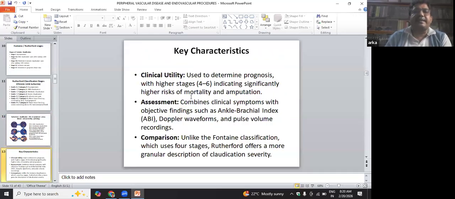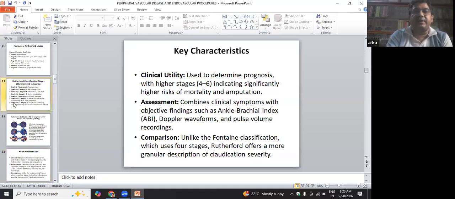So what are the key characteristics of this Rutherford staging? You should know. Clinical utility: it is used to determine prognosis, with higher stages, that is 4 to 6, indicating significantly higher risks of mortality and amputation. Assessment combines clinical symptoms with objective findings such as ABPI, which I have already told, Doppler waveforms, and pulse volume recording. Because in case of category 3 and 2, initially the pulses are feeble, and even the pulses cannot be palpable.